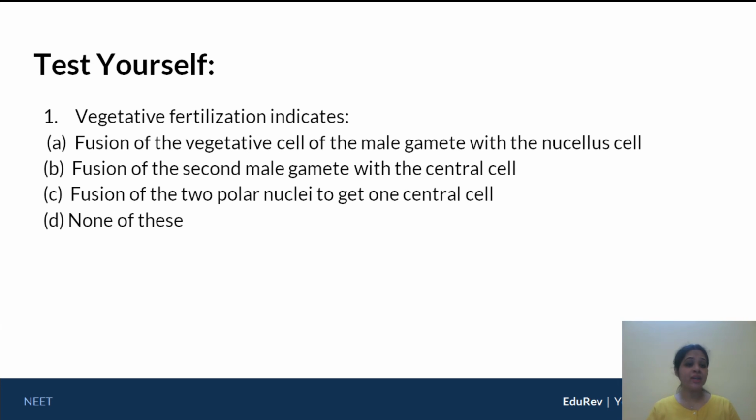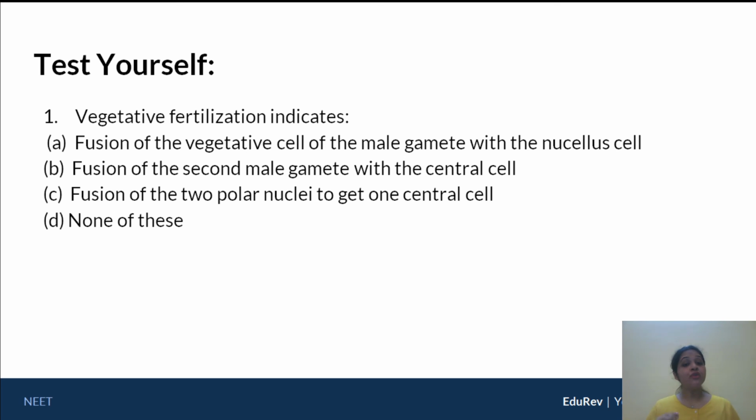Vegetative fertilization indicates dash. A, fusion of the vegetative cell of the male gamete with the nucellus cell. Now we know that's not true. There is no fusion of male gamete with the nucellus. Next, B, fusion of the second male gamete with the central cell. Now this could probably make sense because the central cell, in other words, has two polar nuclei. Probably the answer is B, but let's go through the other options.